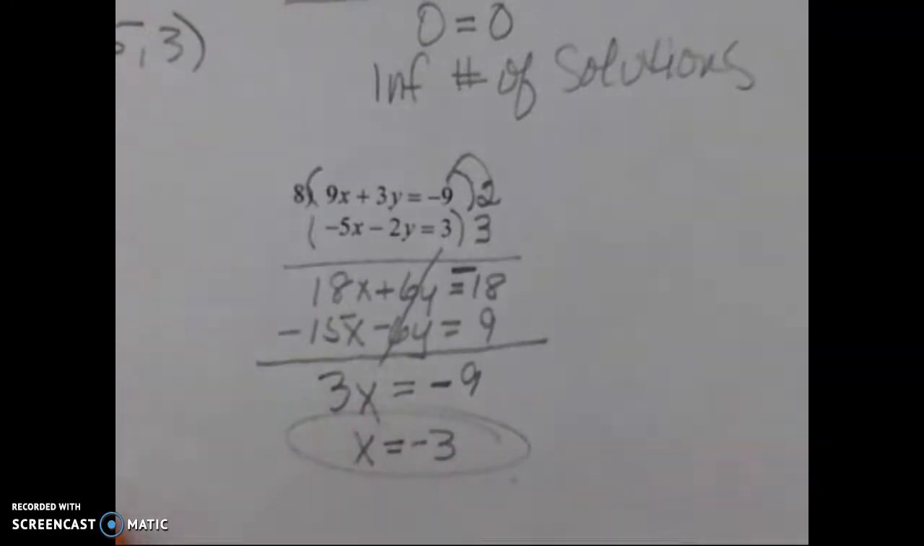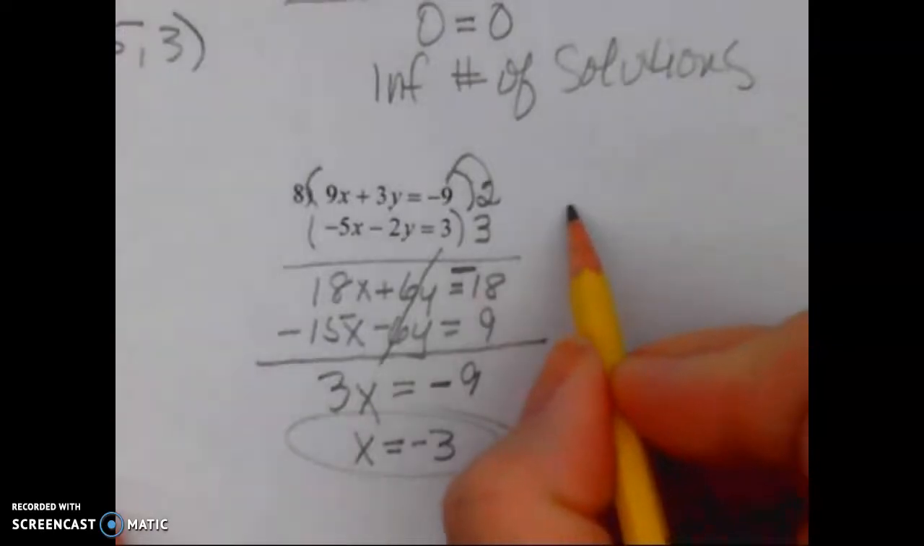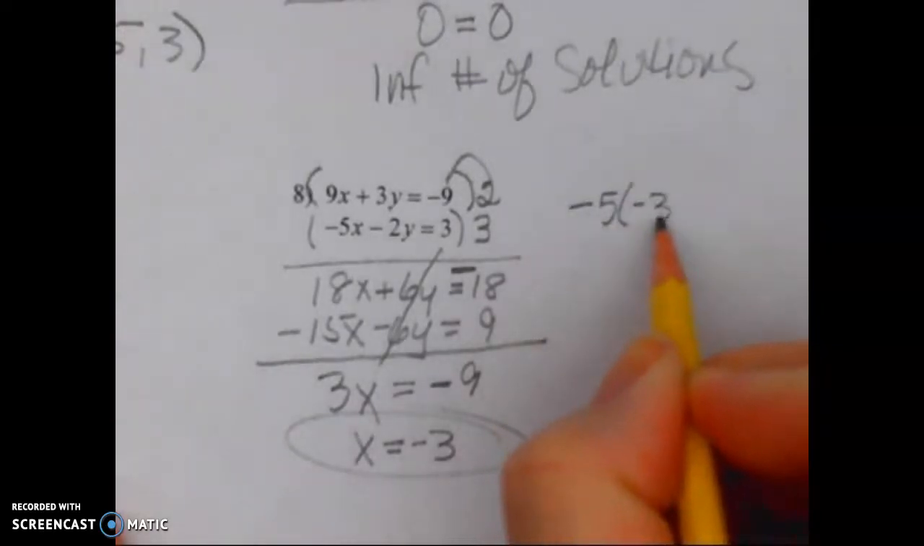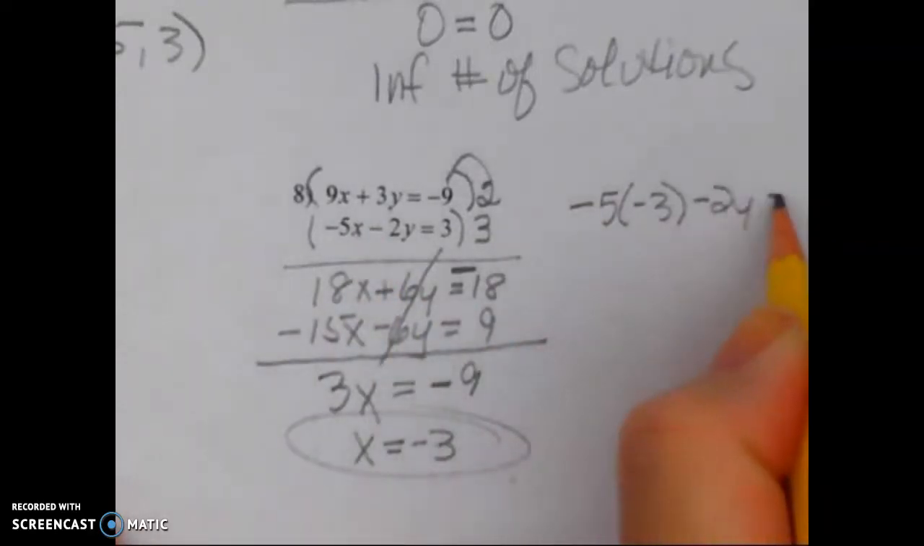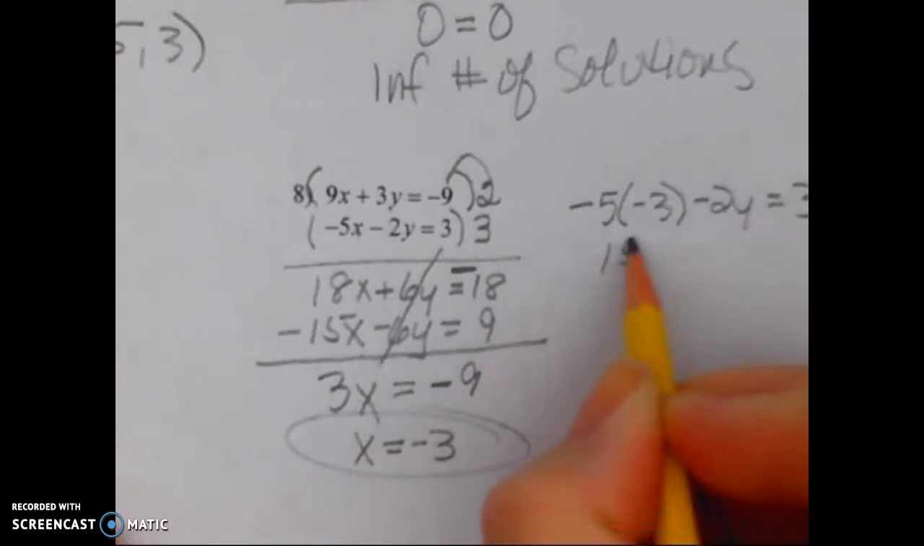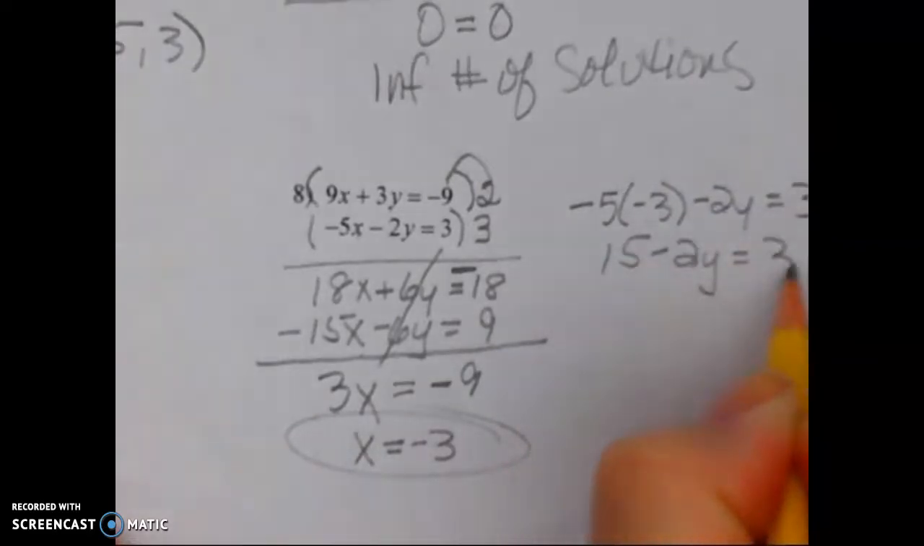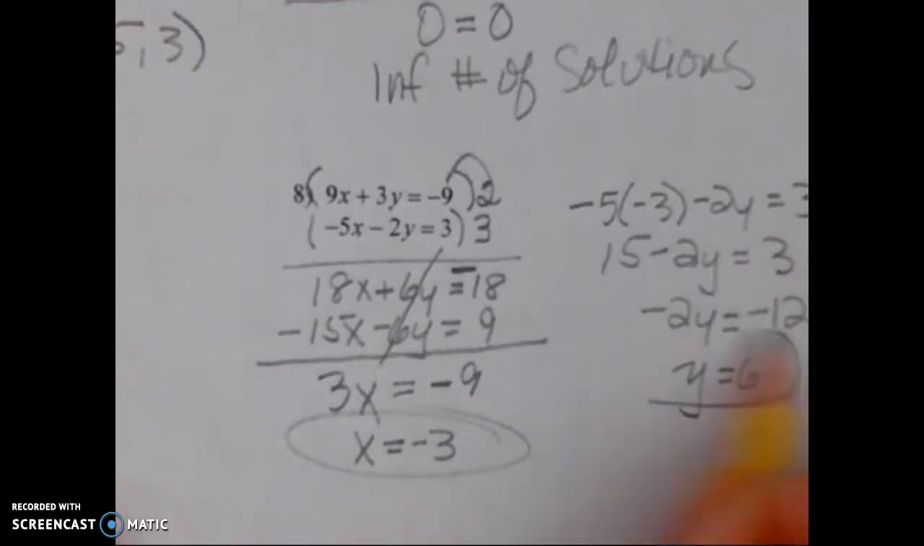Okay, halfway there. I can take the -3 and either substitute it into the first or the second equation. Doesn't matter which one. The first one looks, let's do the second. The numbers look a little smaller. Take your -3 and substitute it into that x value, and then solve for y. When you multiply, you get 15. Subtract 15 from both sides, and you get y equals 6. Write your answer like a point.